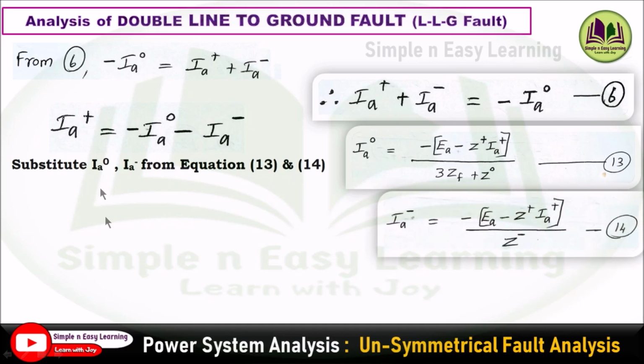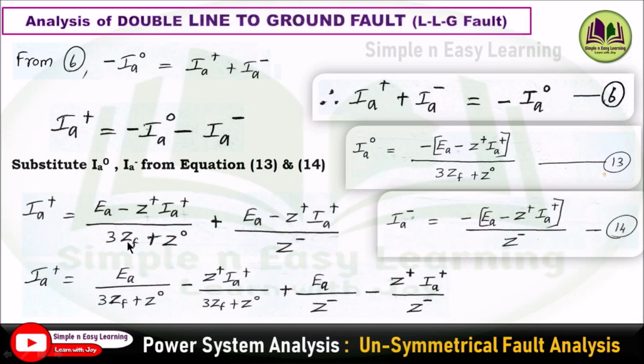These two equations we are going to substitute here, and in this we are splitting the terms: EA divided by this whole term minus Z plus IA plus divided by the whole term, plus EA divided by Z minus minus Z plus IA plus divided by Z minus. So after splitting we are going to take IA plus as common. On the left hand side we will have one IA plus, and on the right hand side two IA plus terms are there. Taking these two terms to that side, it becomes plus Z plus into IA plus divided by 3ZF plus Z0, and here its term also becomes plus.